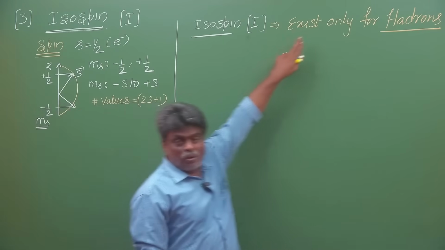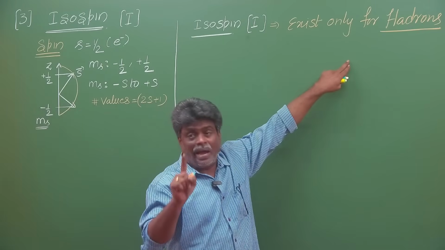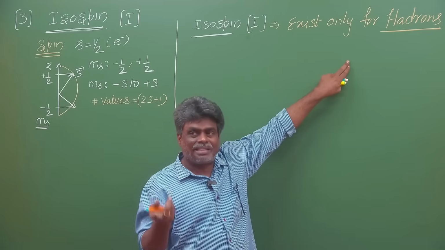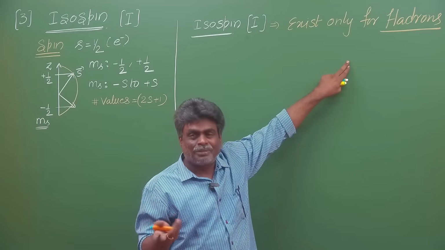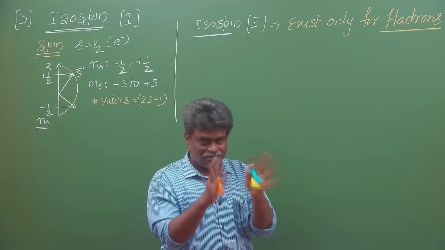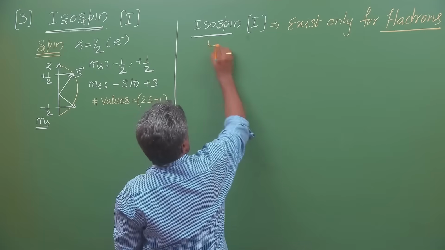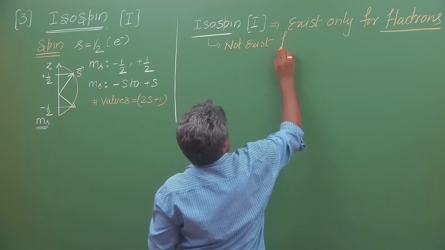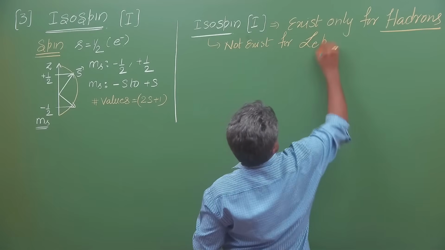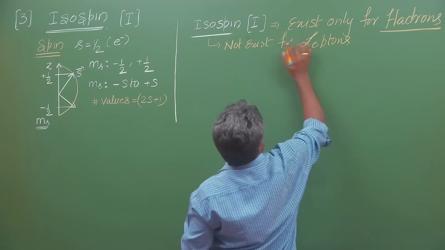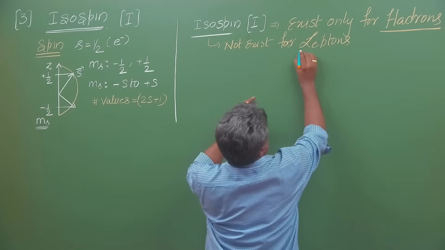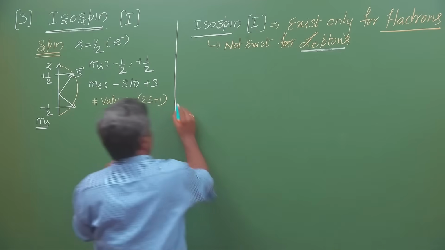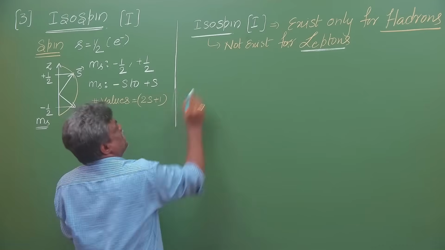So isospin exists only for hadrons. Other than hadrons, what are you having? Leptons. So for leptons, it does not exist. Okay, fine. So this is also the same.